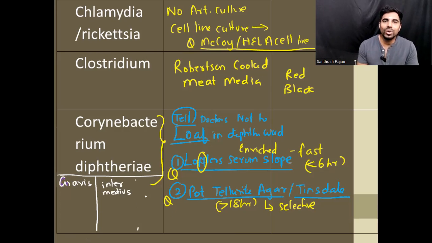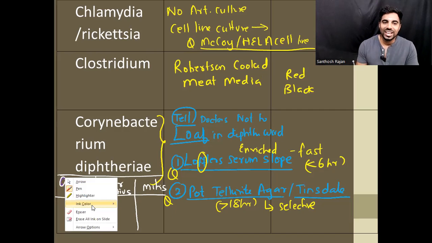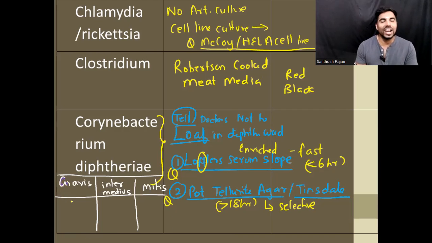And then we have one more, what? Mitis, right? Three types. Now, you should know the colony characteristics of each. You should know. They have asked in PG. In FMG, they haven't asked, but you can expect.